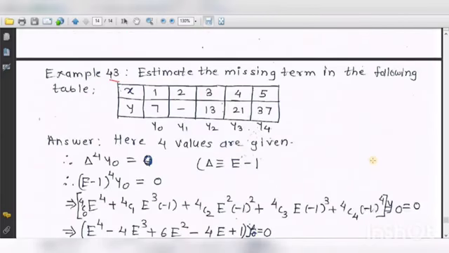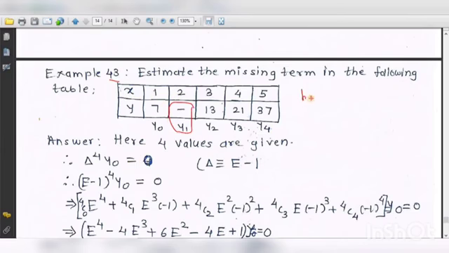So here we want to find the missing term y1. Here y1 is missing. You can see this example here. Y1 we want to find. Again here if you check the values of x, then what are the values of x? 1, 2, 3, 4, 5. So here h equals to what?